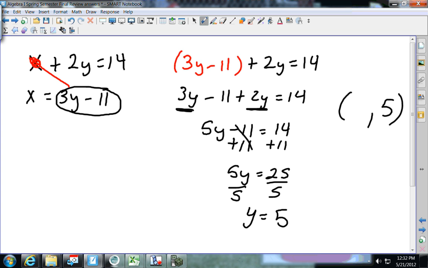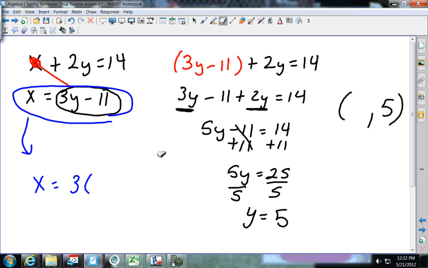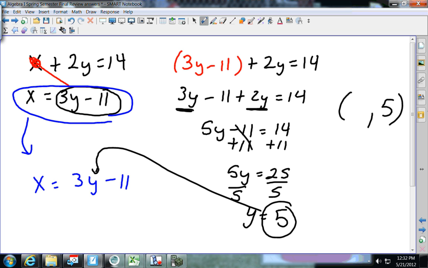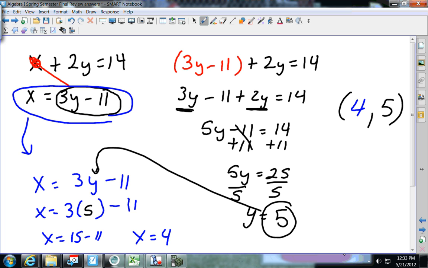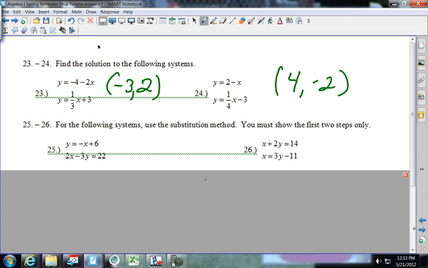Now I need to find my x. I'm going to take this equation right here and rewrite it. X equals 3y minus 11. Y is 5, so I'm going to put that in here. I get x equals 3 times 5 minus 11. X equals 15 minus 11. X equals 4. So the solution should be 4, 5.